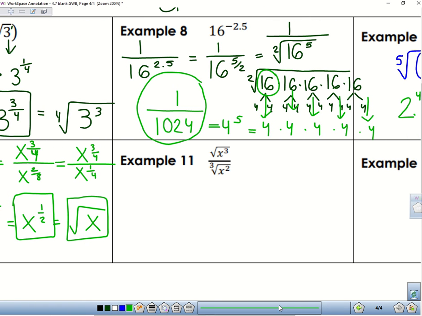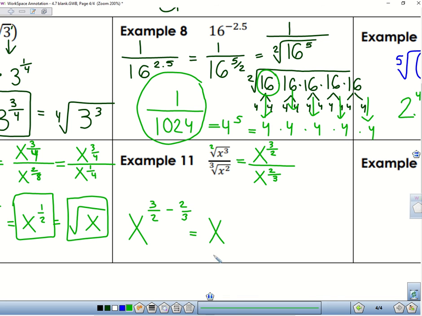So the next one we're looking at, if there is no index, what's your index? 2. 1 is the exponent. So this is going to be x to the what power? Good, 3/2. And this is going to be x to the, good, 2/3. Division, we subtract. Numerator exponent minus denominator exponent. These are going to need to find a common denominator.